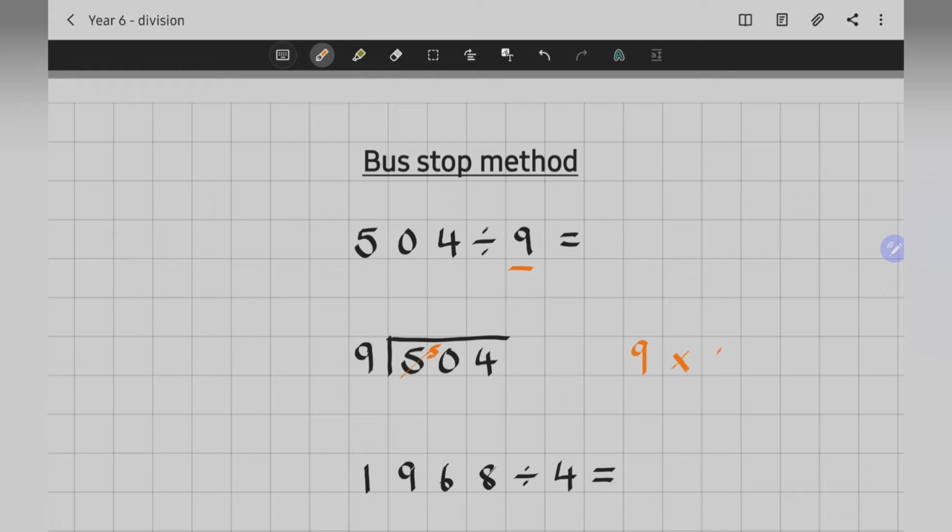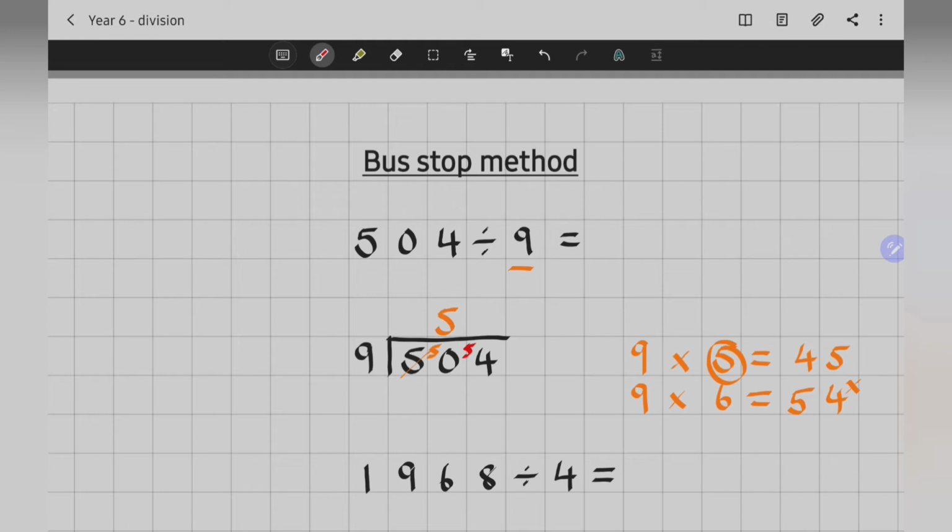9 times 5 equals 45. That's pretty close. That's only 5 away from 50. 9 times 6 equals 54. Now, 54 is closer to 50, but it's too big. I can't use larger numbers. I can only use smaller numbers. So I'm going to use this 5 here. 50 divided by 9 is 5, but I've actually got 5 left over because 50 take away 45 is 5.